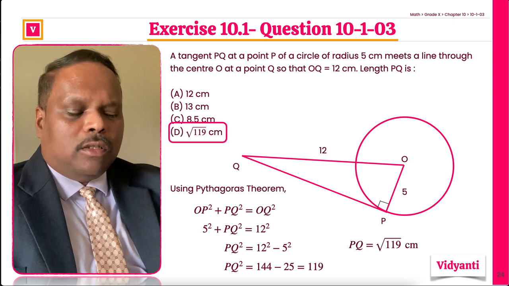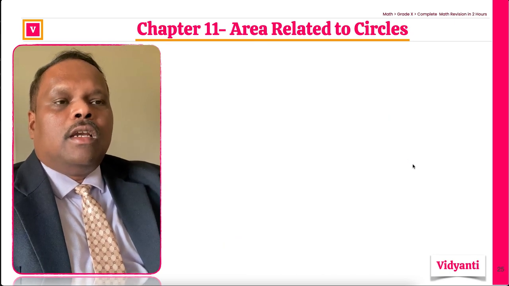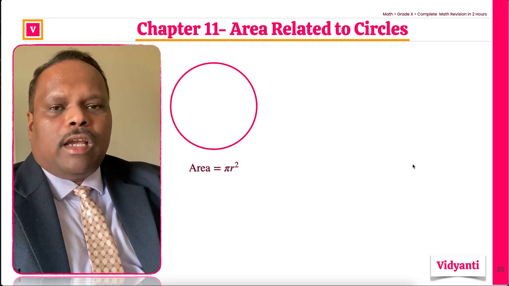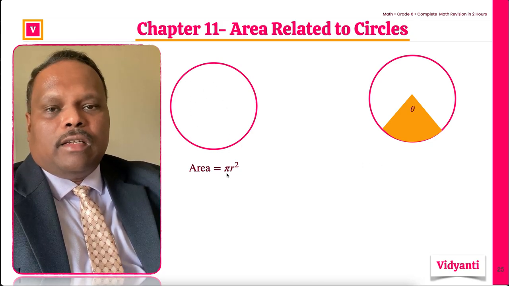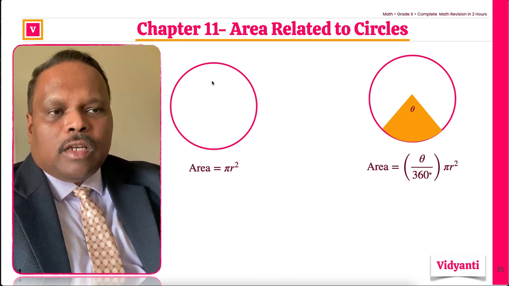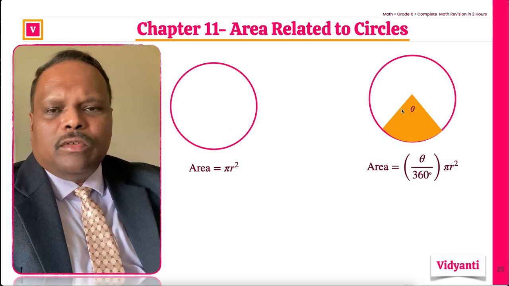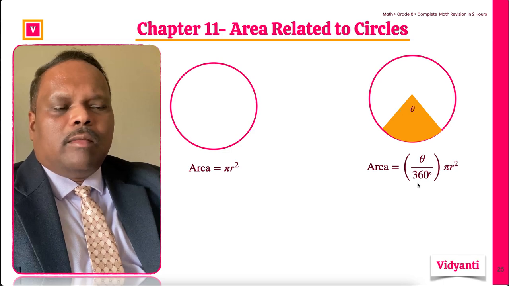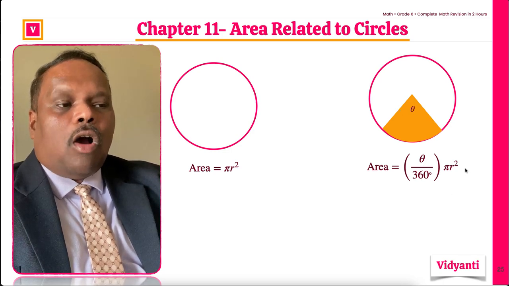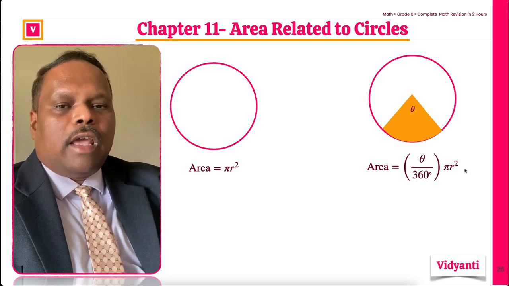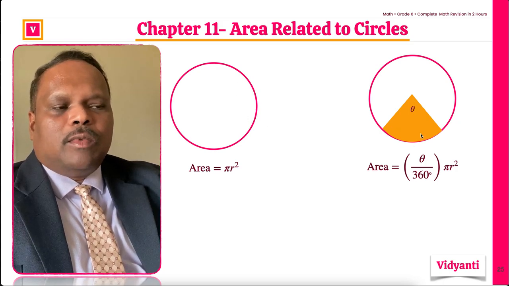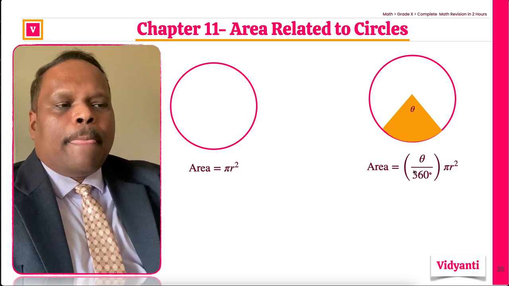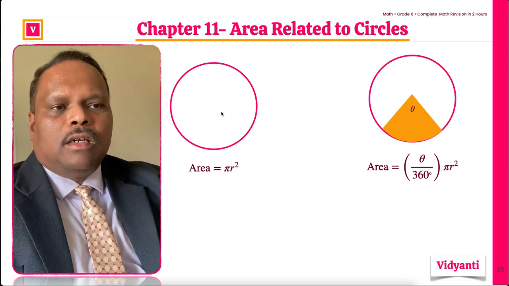I'm trying to mix and match these things so that difficulty level is balanced. Area related to circle, very simple. Full area is pi r square. Then a fraction of the circle, well, it depends upon the angle. Remember, for a circle, the complete angle is 360 degrees. So if 360 degrees gives you pi r square, theta will give you proportionate. So theta divided by 360, whatever is that fraction of the full circle, that is what we are going to get. So think about it like this is the slice of pizza and this is the complete pizza. So if you take a slice of pizza, how much area are you going to remove? That will be proportionate to angle. Here the complete angle is 360.